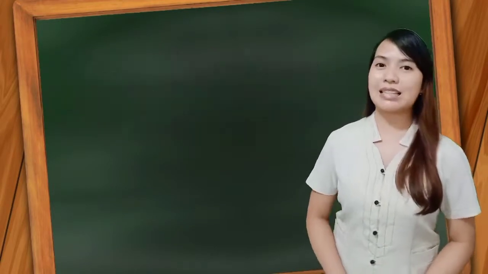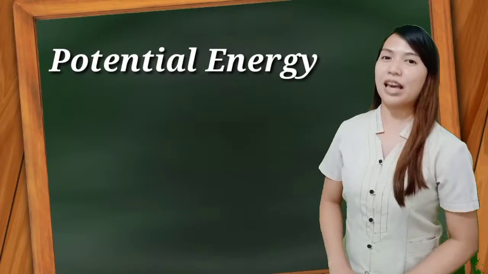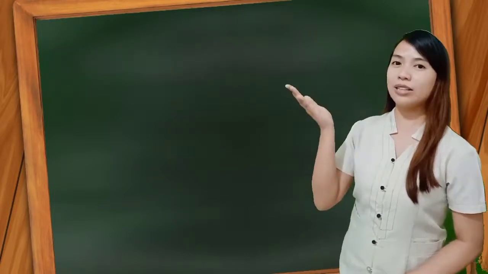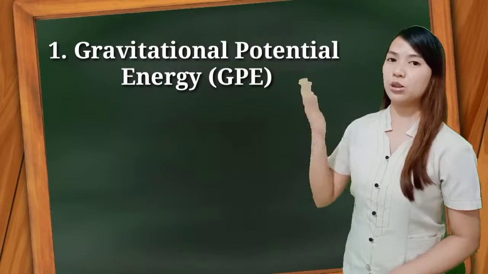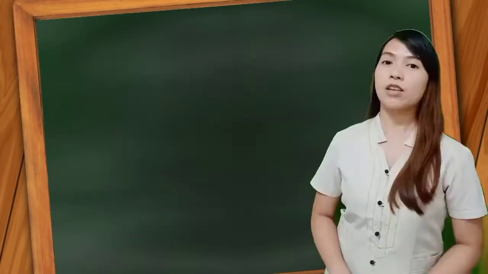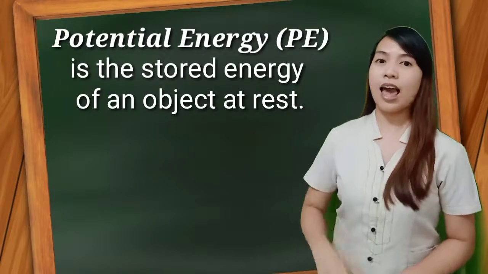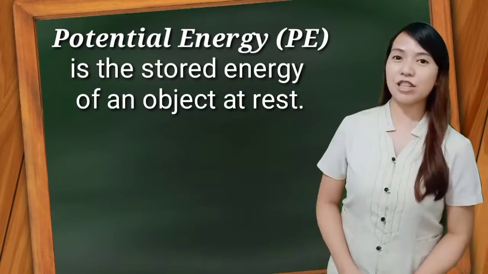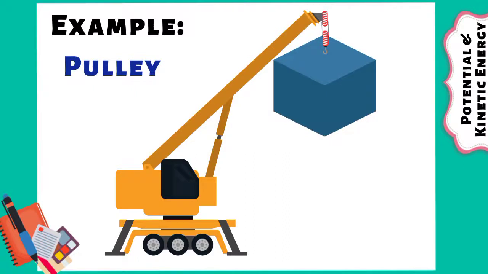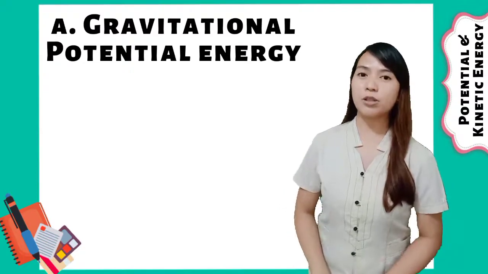We are going to define these kinds of energy. Let's start first with potential energy. Potential energy has three kinds: 1. Gravitational potential energy. 2. Elastic potential energy. And 3. Chemical potential energy. When we say potential energy, this is simply energy that is stored and waiting to be used later. Ito yung energy na di pa ginagamit. Example is a pulley. If the object is suspended at a height and it does not move, of course there is potential energy. First kind of potential energy, number 1, gravitational potential energy.